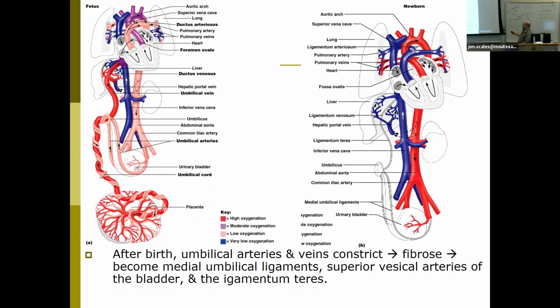So that will become the ligamentum arteriosum, which connects the pulmonary artery to the aorta. All those changes need to happen, and they happen just shortly after birth. Sometimes they don't happen completely real quickly.